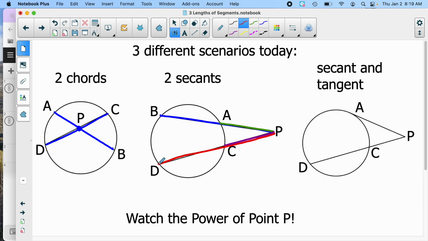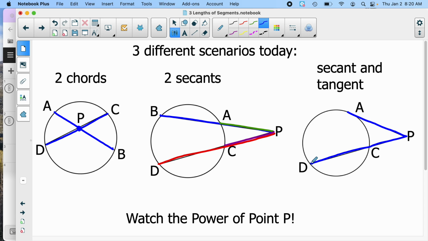And then you have a secant and a tangent over here. So you have the tangent, which strikes the circle at 1 point only. And then again, you have the 2 segments, segment PC and then segment PD. So let's talk about the power of this point, the power of point P.